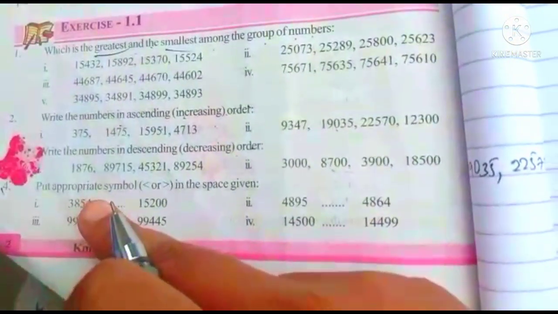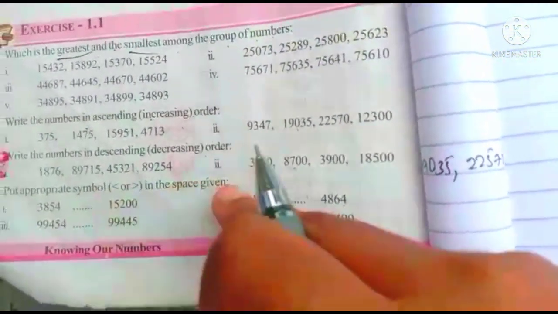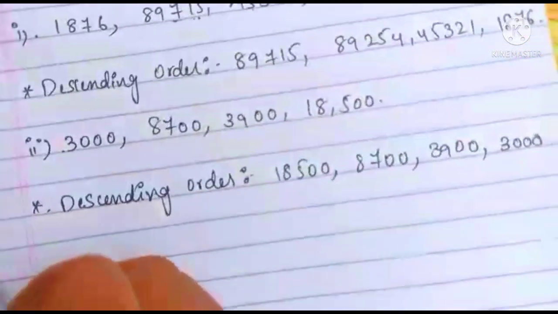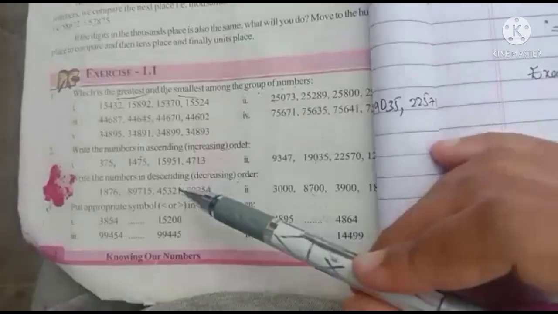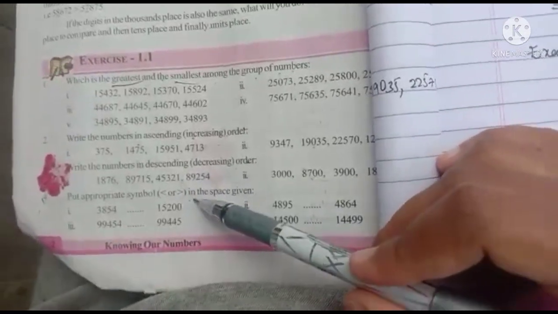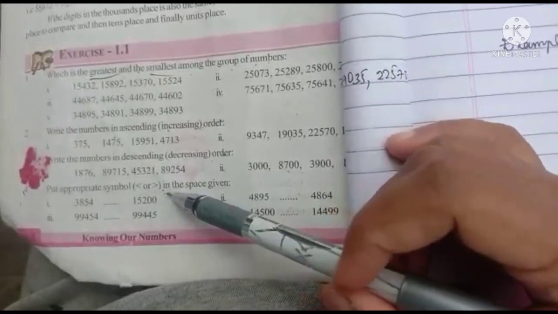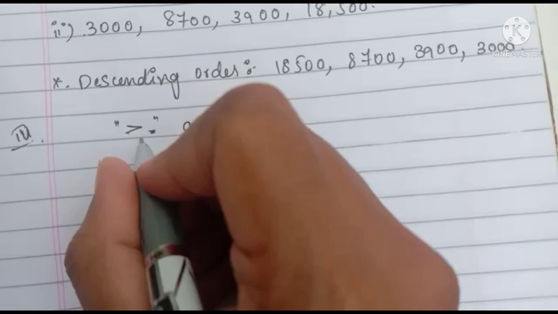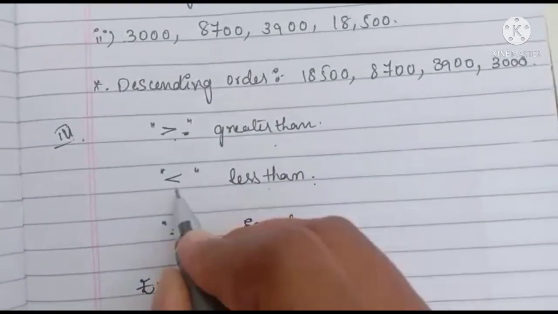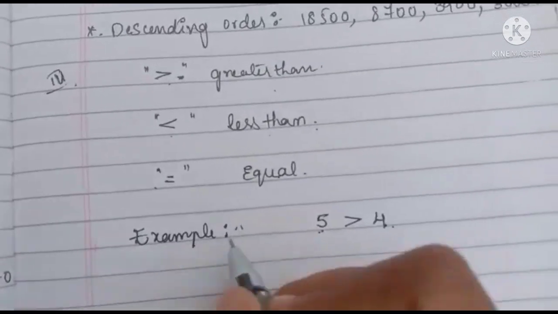Put appropriate symbols, less than or greater than, in the space given. This is the fourth bit now. See here, the greater than symbol is this one, the less than symbol is this one, equal is this one. So I will give an example here.